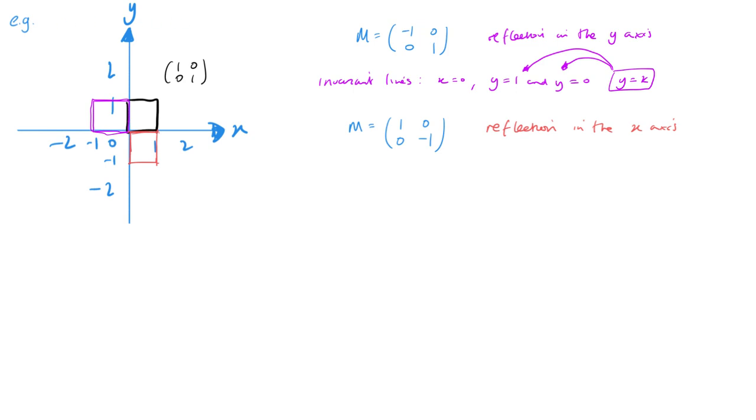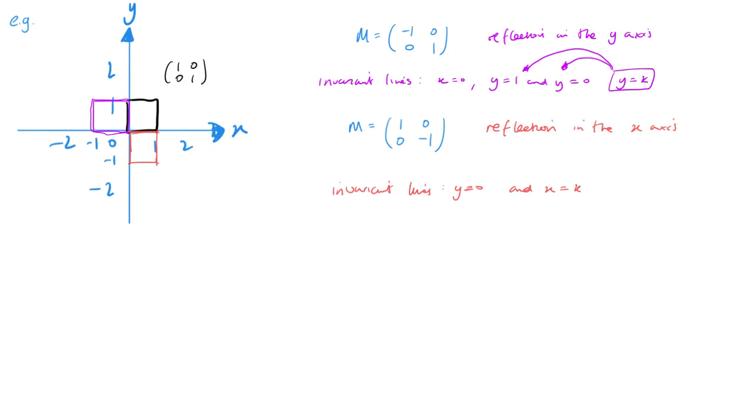And for the reflection in the x-axis, it's the opposite. So y equals 0 stays the same, and x equals k stays the same. So in this flip, this is the only horizontal line that stays the same. All the others change, but all the vertical lines stay the same. So they stay in the same place.